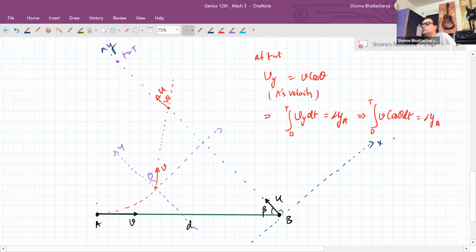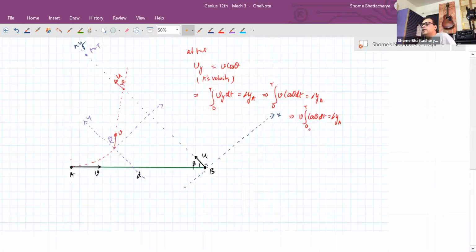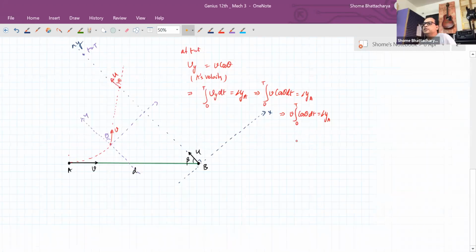Okay, so that shows us that v into integration of cos theta is delta y of A. So we can pick this as our second equation, and we can write it like this: v into that unknown quantity x is equal to delta y of A at time t.